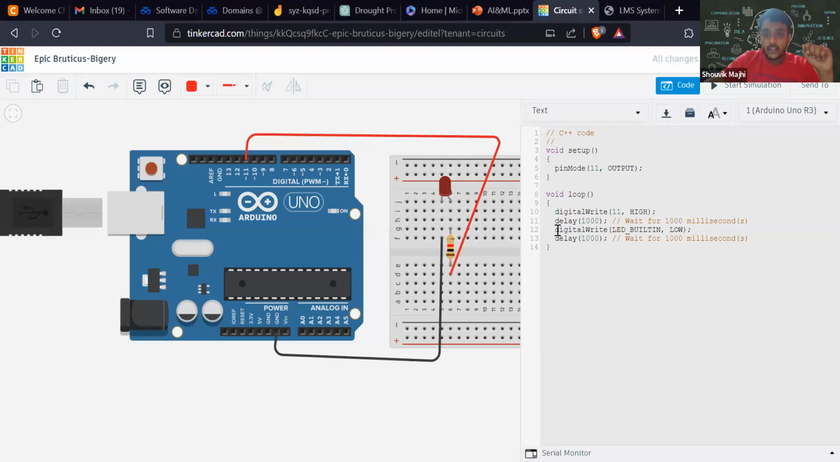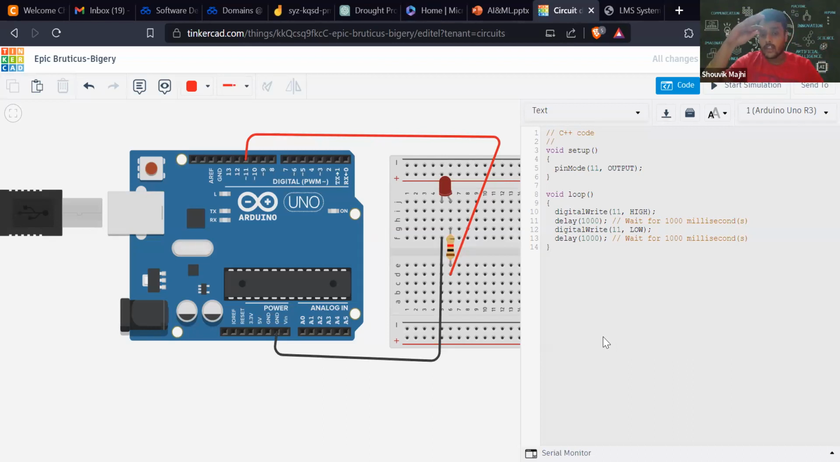Now again we are sending a signal to the LED to digital write the LED as low, or turn off the LED. And again we are giving a delay of 1,000. So this tells us how we are turning on the LED for a certain interval of time and turning off the LED for a certain interval of time. So in our practical setup, it will show that the LED will blink.